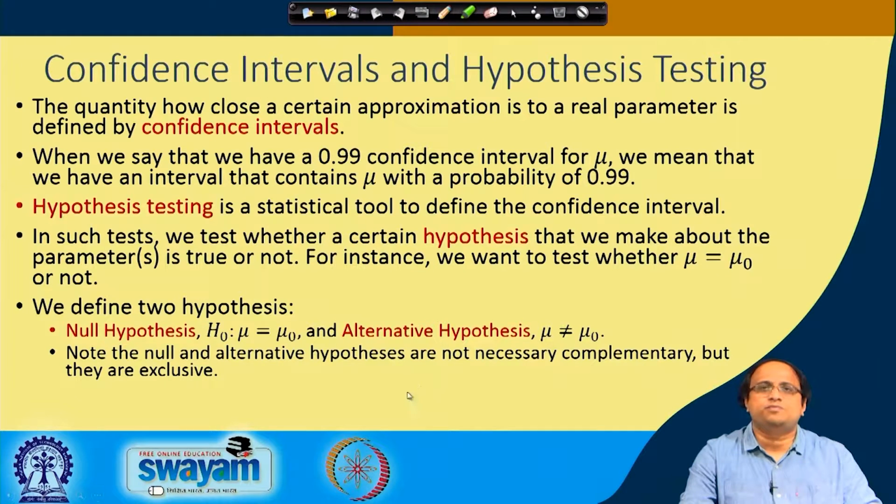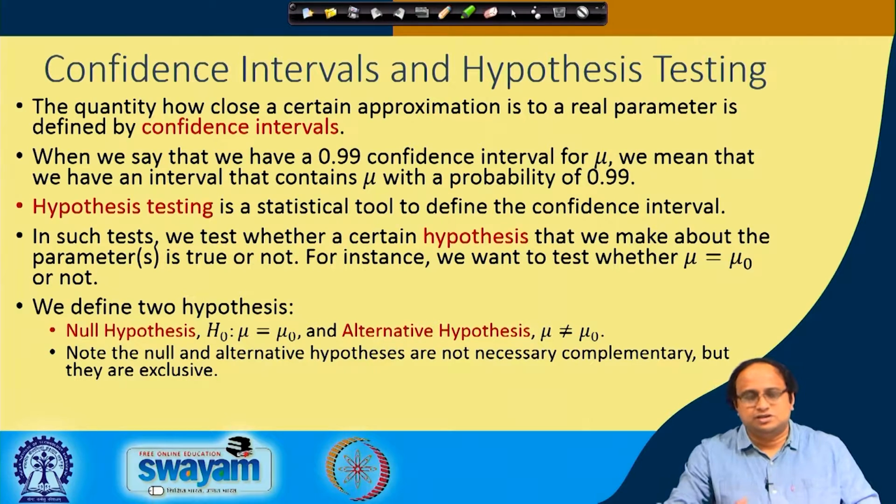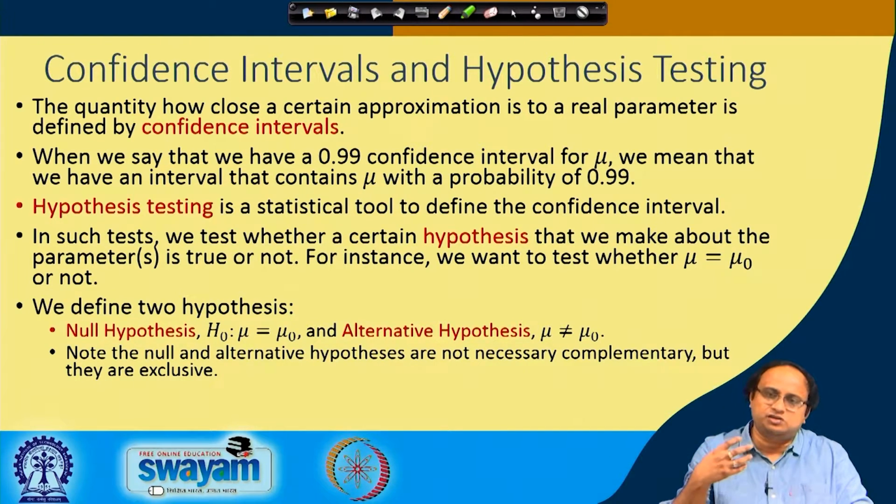Now, another important concept required to understand the following concepts is what is called the confidence interval and hypothesis testing. The quantity that says how close a certain approximation is to a real parameter is often defined by confidence intervals. This is a very important concept, because when we are doing a difference of means attack, we need to predict the mean. This is the parameter you are trying to estimate, but the question is how many observations you need to estimate it with high confidence.